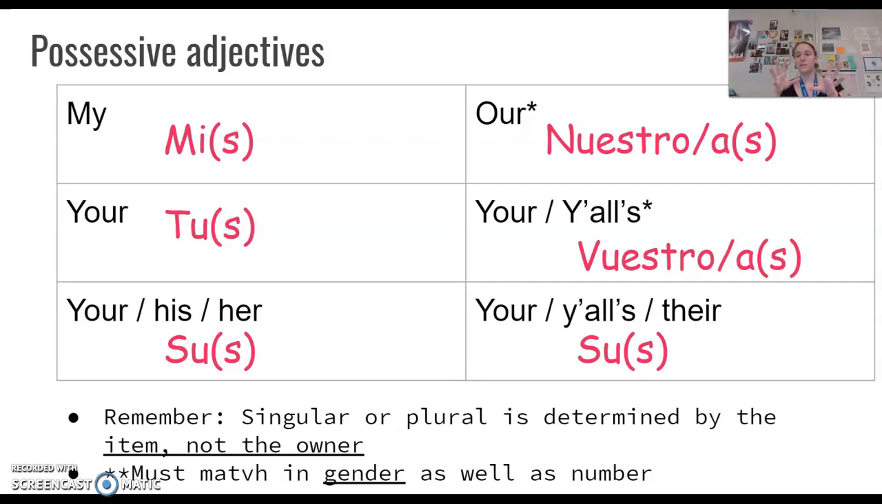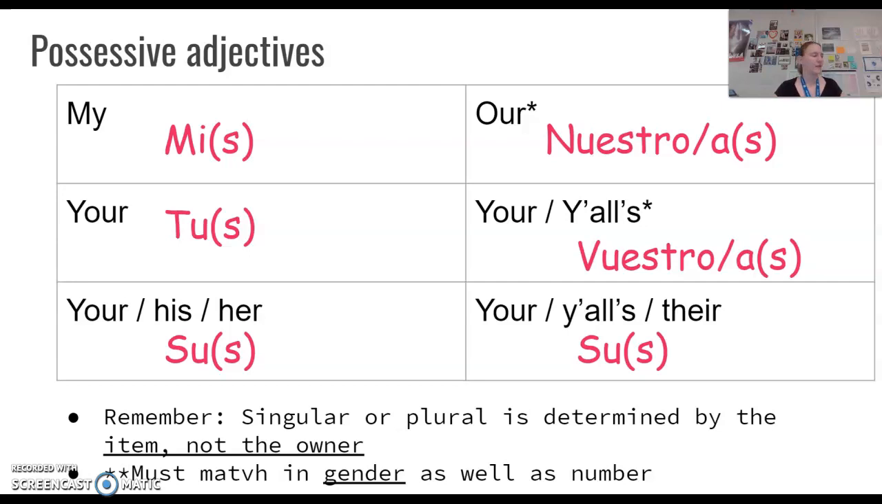Also, with these, you're not going to use your el, la, los, las, or un, una, unos, unas. You're not going to say mis, los gatos. You're not going to say my, the cats, or nuestra la abuela, or our, the grandma. That sounds just as weird in Spanish as it does in English, so don't do that.